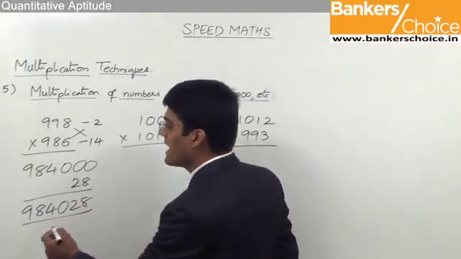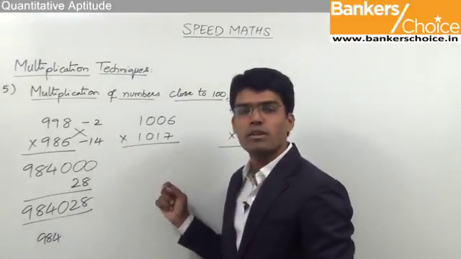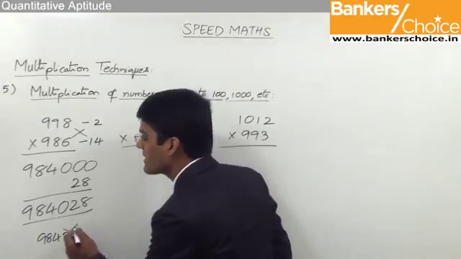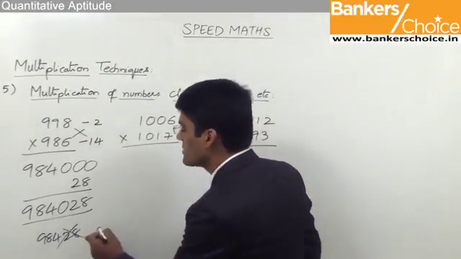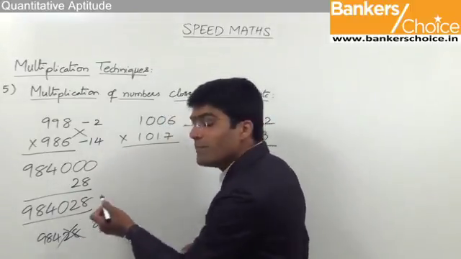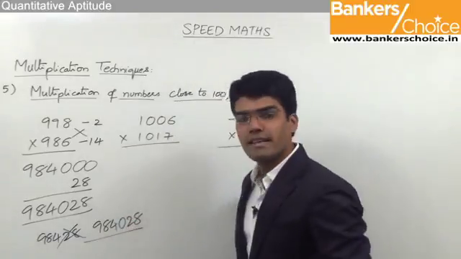We can directly say that in the first step we get 984 and then minus 2 into minus 14 is plus 28. But remember, don't write 28 directly. This will give us the wrong answer. We know that there are 3 zeros after 984. So we should say 984, and then because the result is 28, it can be made as a 3-digit number by putting a 0. So 028 should be taken in the next step.